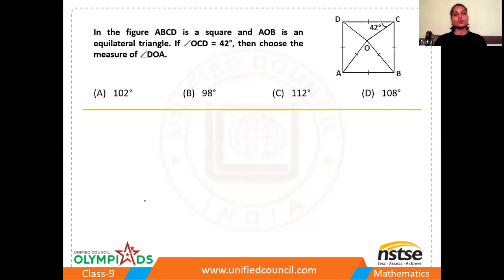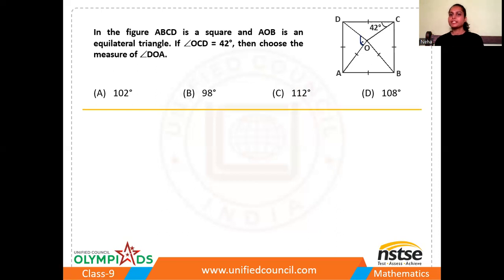Now this question is also quite calculation-based. The question is that in the figure ABCD, this is a square. If this is a square, that means all sides are equal and all angles are 90 degrees. And AOB is an equilateral triangle, that means all sides are equal and all angles are 60 degrees. Angle OCD is given as 42 degrees. Then we have to find the measure of angle DOA.